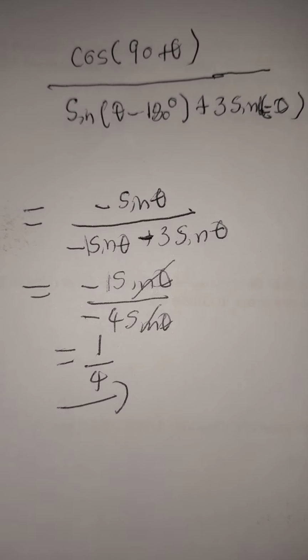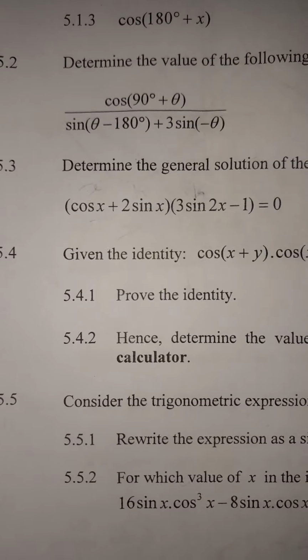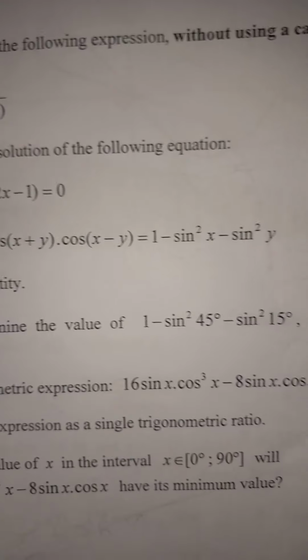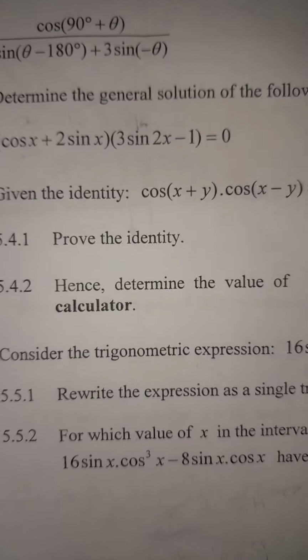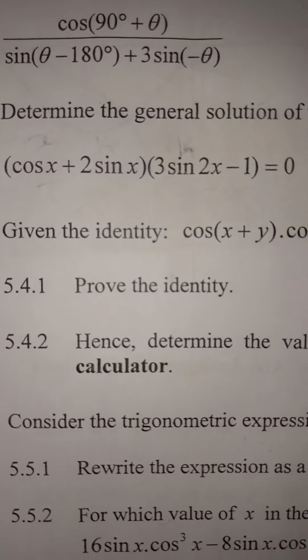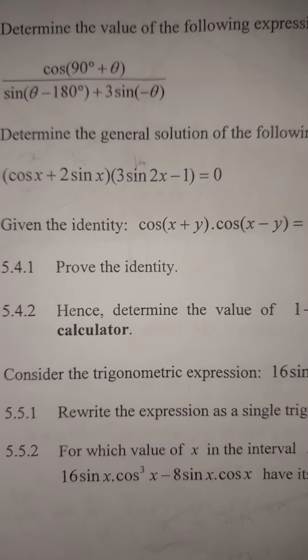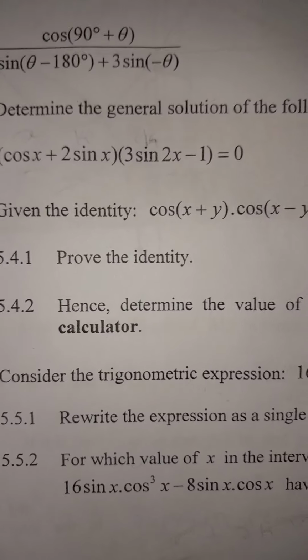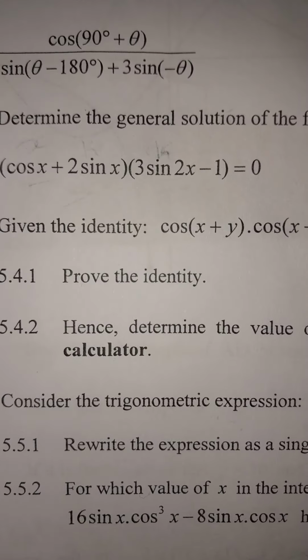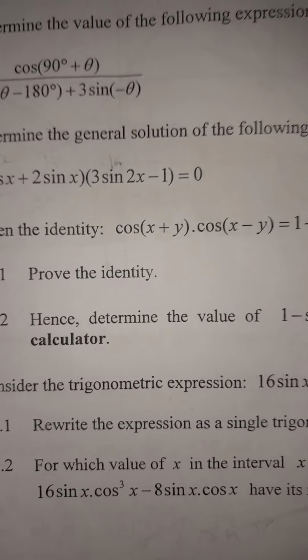So that's it, guys. Let's go to 5.3. At 5.3, we are required to determine the general solution of the following equation. That's 6 marks, guys. Given this type of equation, this might remind you of paper 1. Whenever given such an equation that is equated to 0, or a product equal to 0, we will equate each factor to 0. We are looking for the general solution of cos x plus 2 sin x and 3 sin 2x minus 1 equated to 0. That's 6 marks. Let's put that into practice.